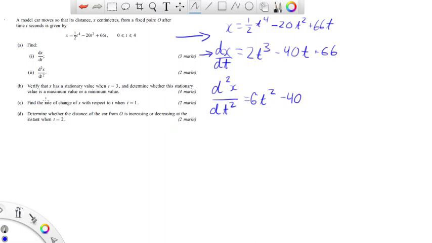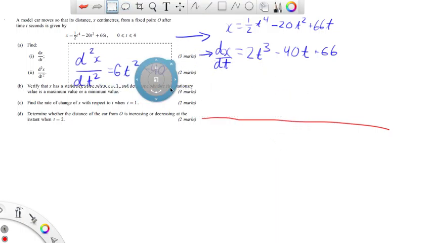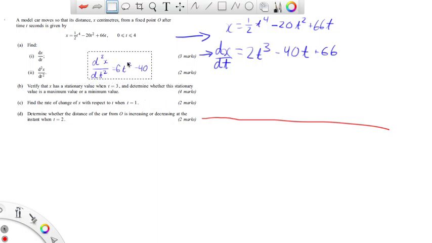More marks, the better. Now we need to verify that x has a stationary point when t is equal to 3, and determine whether the stationary point is a maximum or a minimum value. So, stationary point. Remember, that's where the derivative is equal to 0. So when t is equal to 3, does the derivative equal 0? I'm going to keep this stuff up there right now. Actually, I'm going to move this there because I'm going to save this for later.